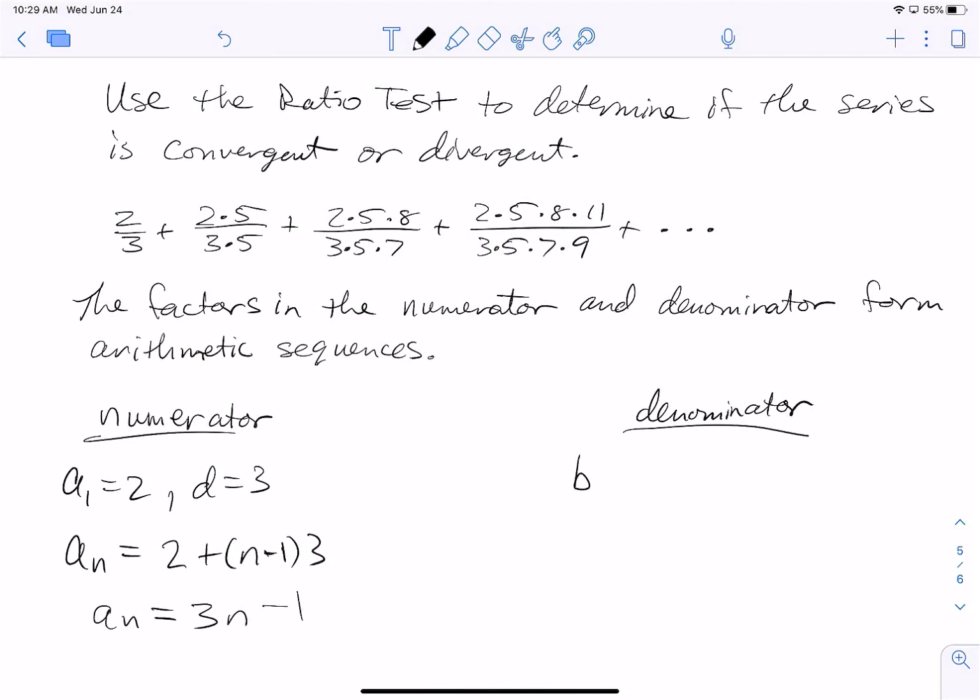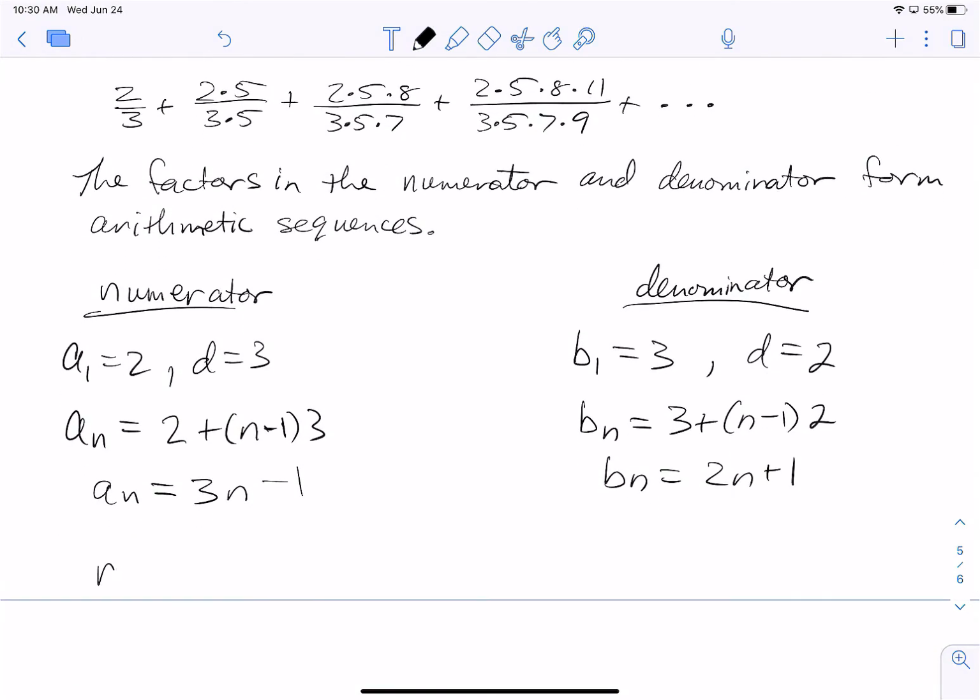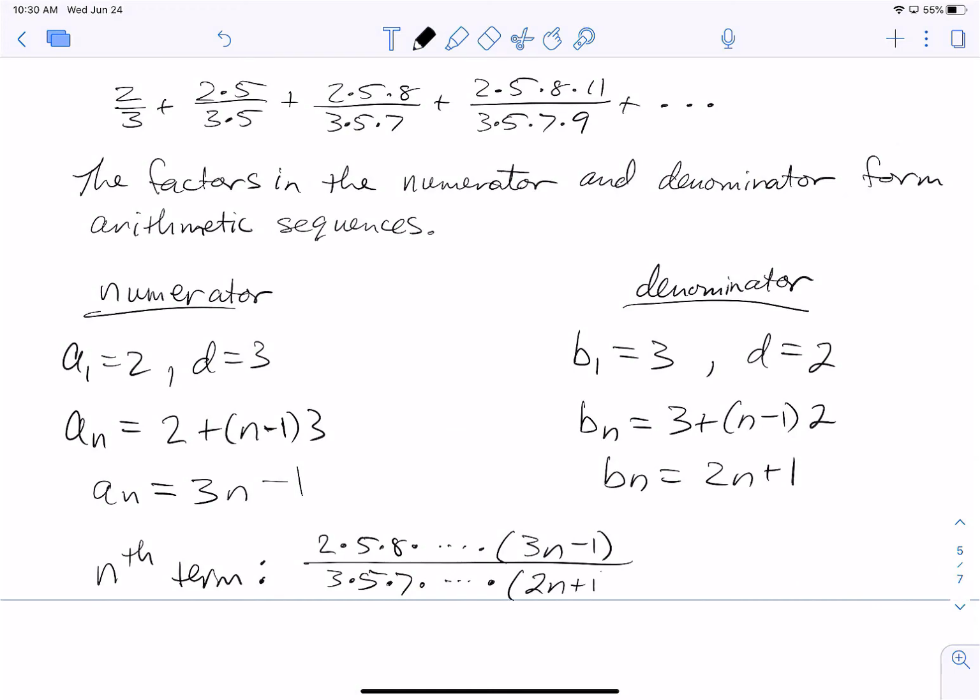For the denominator, I'll call it b sub 1, is equal to 3. That's the first factor that we see. And then the common difference is equal to 2. Therefore, b sub n is equal to 3 plus n minus 1 times the common difference of 2, which simplifies so that b sub n is equal to 2n plus 1. With that work done, we can now write the nth term. It'll be 2 times 5 times 8 times dot dot dot times, for the numerator, 3n minus 1. And in the denominator, we've got 3 times 5 times 7 times dot dot dot times 2n plus 1.